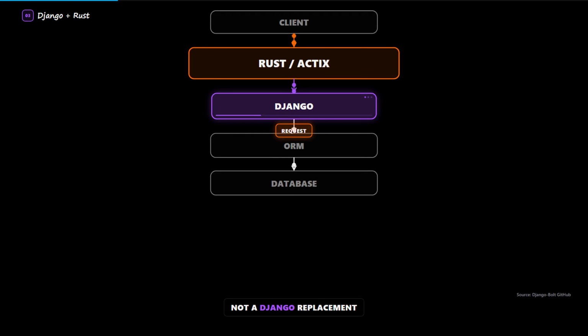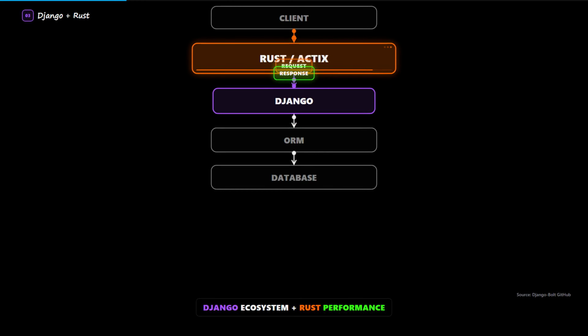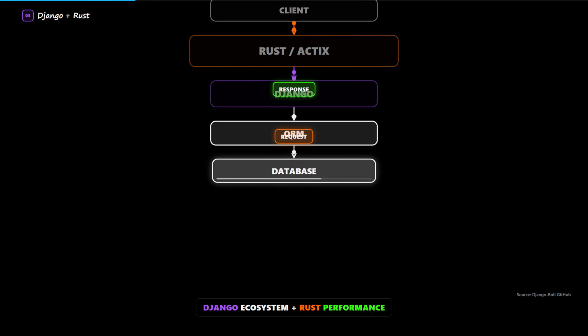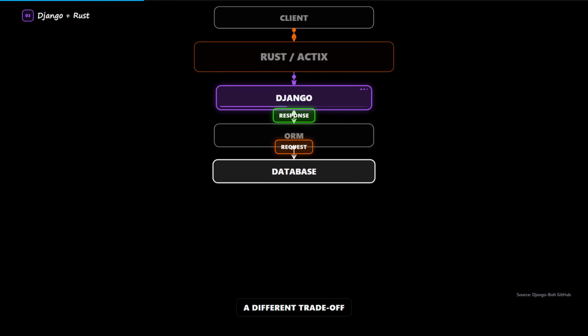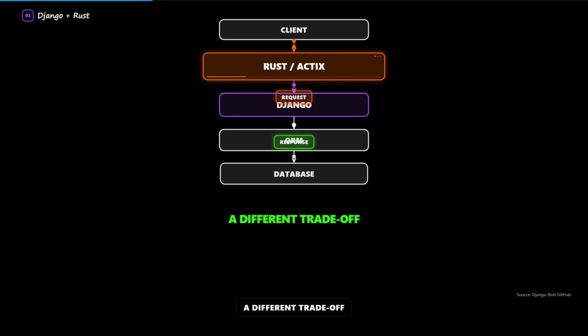It isn't simply trying to replace Django. It's trying to combine Django's mature ecosystem with a high-performance Rust-powered web layer. That means you get a very different trade-off from a typical lightweight API framework.